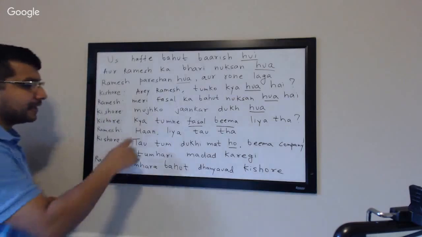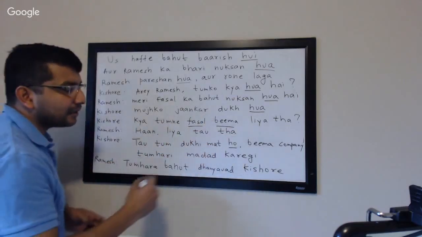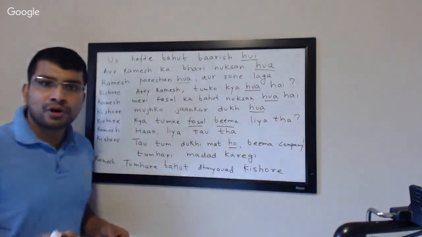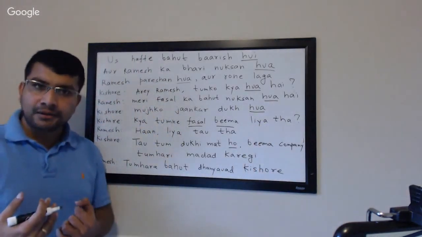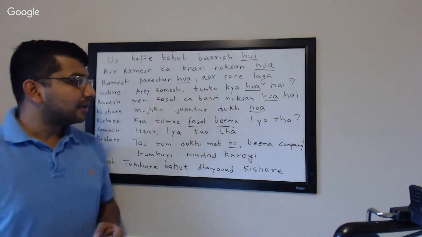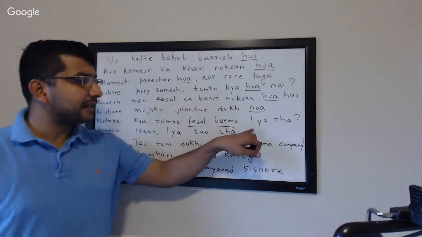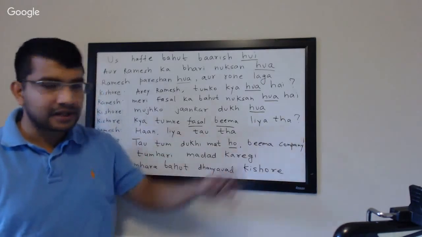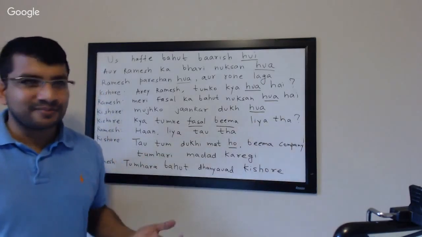क्या तुमने फसल बीमा लिया था? So a good thing to know is that you're using another verb called lena. Lena is to take, or in this case, in the past you are saying it as liya, right? Lena becomes liya, and then there's the ending with tha. So still the story is in past tense.